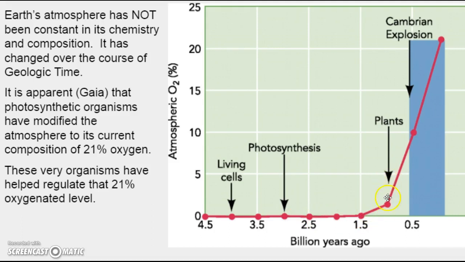And then plants formed. Plants start taking over land, and then all of a sudden we start taking off this increase in oxygen. So when we look at this graph here, we go from next to very little to zero oxygen in the atmosphere to 21%, which is where we have it today.